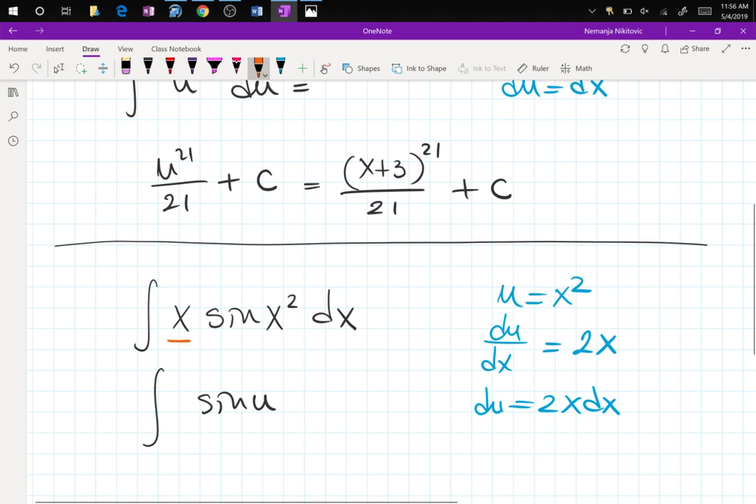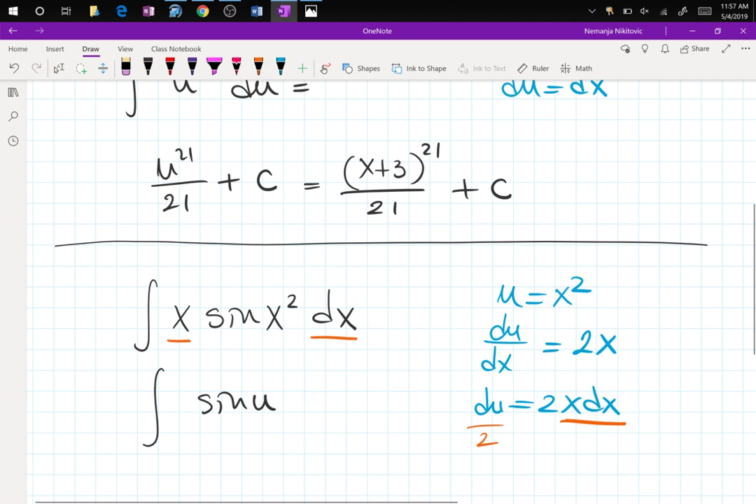Also, x dx. Oh, there's the x dx. Nice. The only issue is this half. This 2, I don't have a 2. So I can move the 2 over here and make it a half. So I'll be replacing my dx with du over 2. So that's one option.